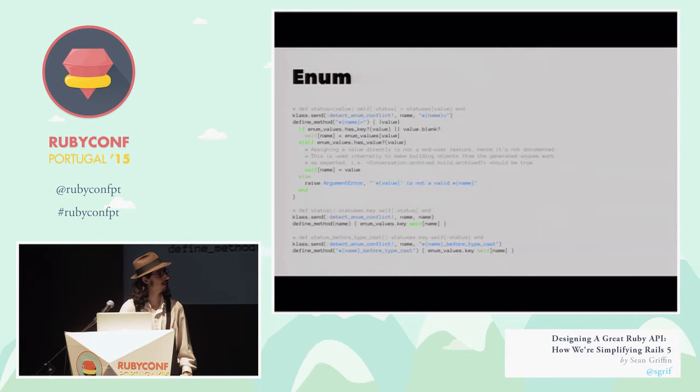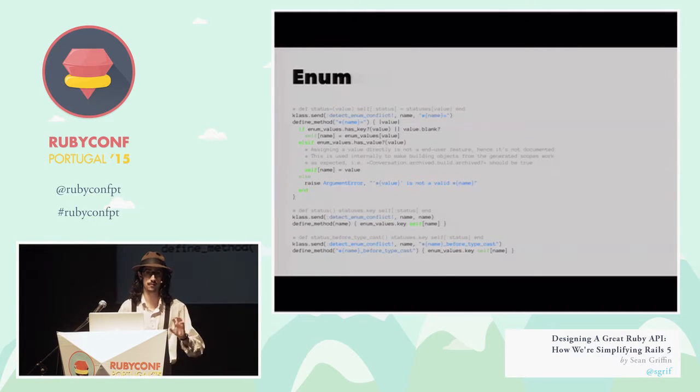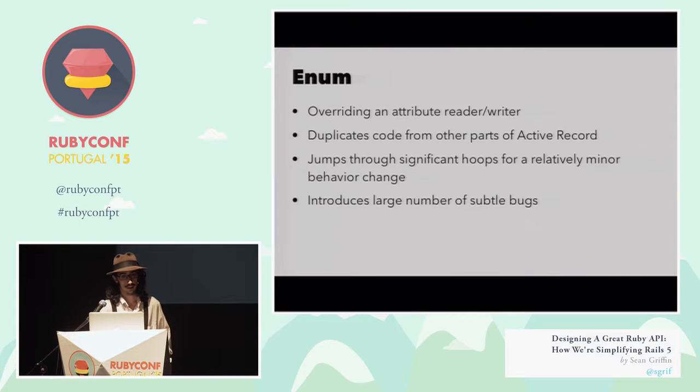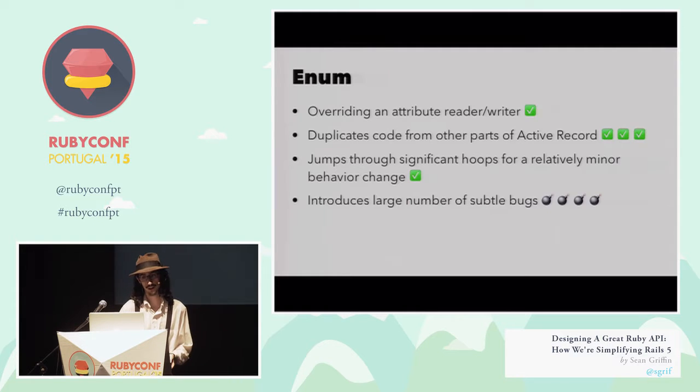And this is enum, one of the newer features that we introduced in Rails 4.1. And same deal. This code's a little bit small, but that first blob there is overriding the writer, the second blob is overriding the reader, and the third blob is overriding the before typecast version of the reader, because once again, in all of these cases where we're overriding the reader and the writer, we're having to jump through hoops to not break dirty checking. And there's a bunch of other parts of this I didn't show, which are just various points in the life cycle that are being overridden. So we're overriding a reader and a writer, we're duplicating code from other parts of Active Record, we're jumping through a lot of hoops yet again, and yes, there were lots of subtle bugs with this.